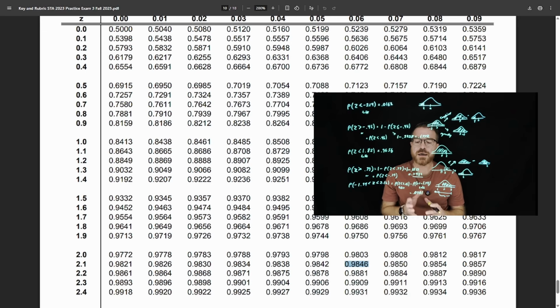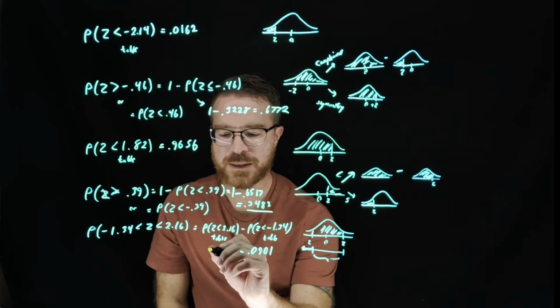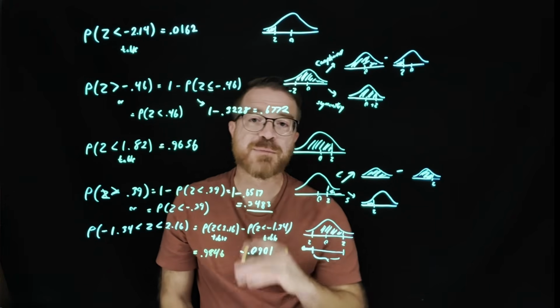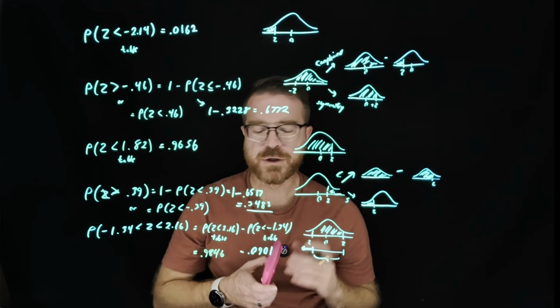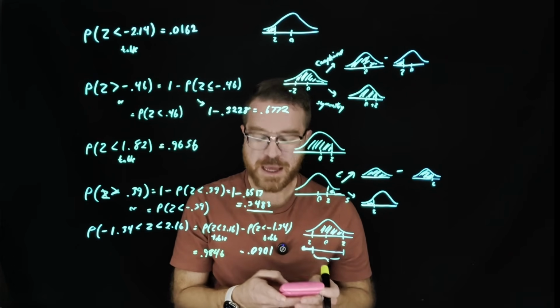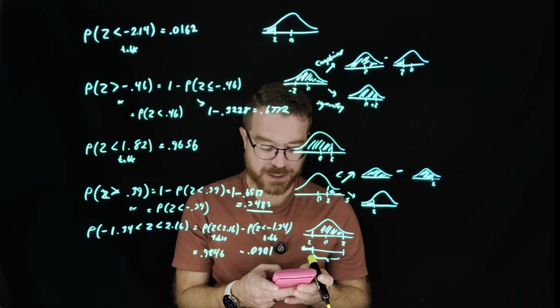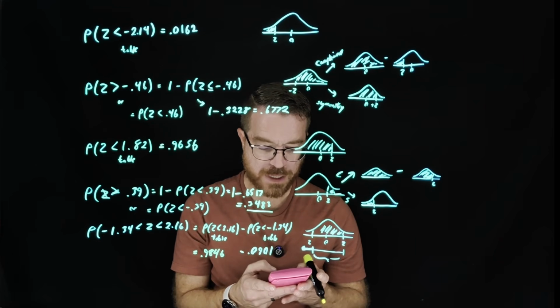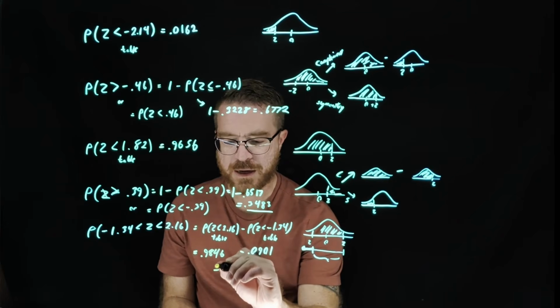And now let's go to our positive z table to find the probability z is less than 2.16. We go over to 2.1, go over to the 0.06 column, and we get a probability of 0.9846. So this is equal to 0.9846 minus 0.0901, and I'm going to plug this in, and I get a probability of 0.8945.